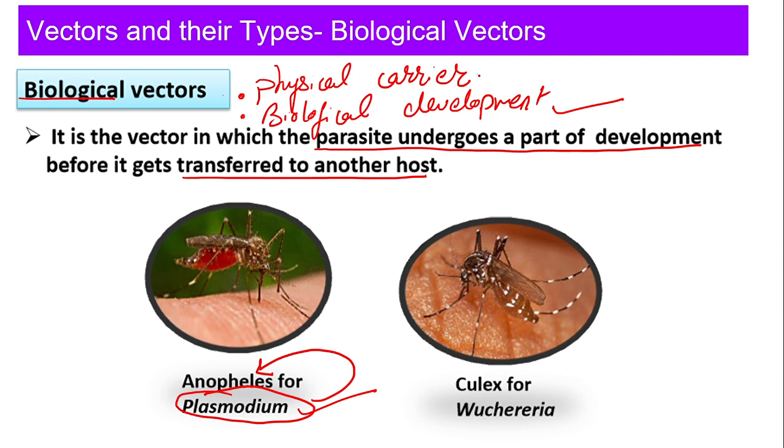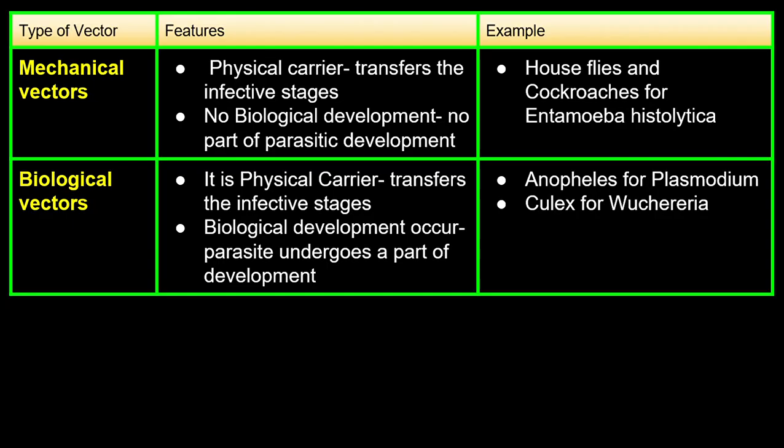At the same time, it is going to transmit, not disease, rather the Plasmodium from Anopheles to human, right? So we call it a biological vector. Same goes with Wuchereria, which is transmitted by the female Culex mosquito. So these are the examples of biological vector.